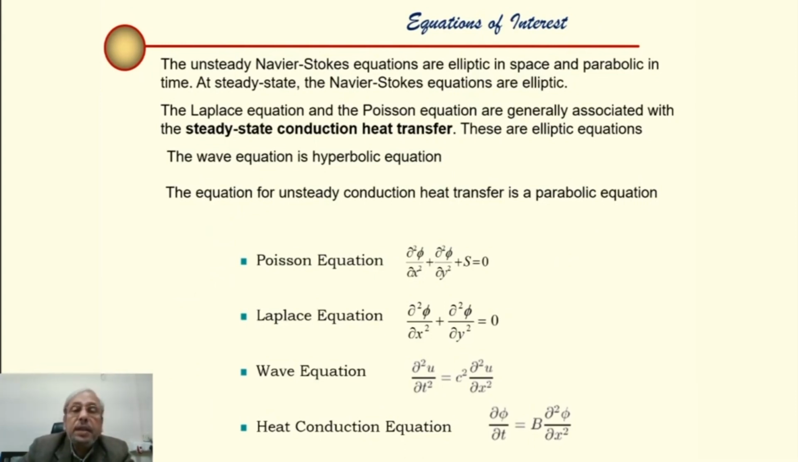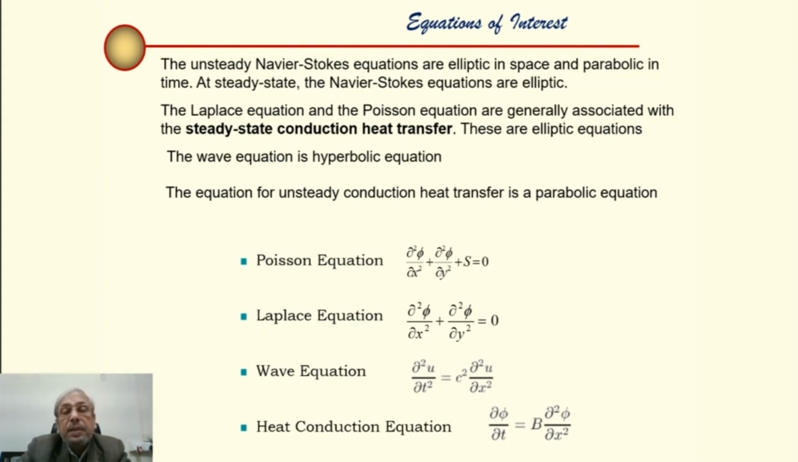Now, the unsteady Navier-Stokes equations are elliptic in space and parabolic in time. At steady state, the Navier-Stokes equations are elliptic. Why I have mentioned Navier-Stokes equations: x direction equation, y direction equation, z direction equation, or if it is cylindrical polar or spherical polar, the equations are basically momentum balance in different coordinate directions, and that is why these are a set of equations.